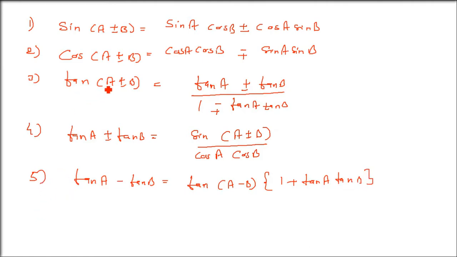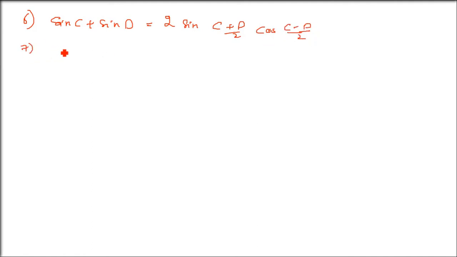Then sin C plus sin D, sin C minus sin D, and cos C plus cos D, cos C minus cos D, all this we are going to see. So sin C plus sin D is equal to 2 sin((C plus D) by 2) cos((C minus D) by 2). Then we have sin C minus sin D. This is going to be 2 sin((C minus D) by 2) cos((C plus D) by 2). Please remember, 2 sin((C minus D) by 2) cos((C plus D) by 2). Okay.